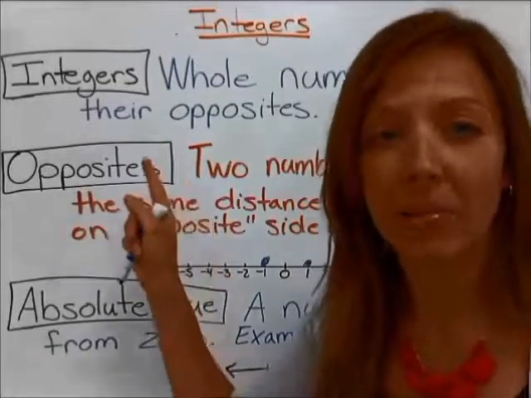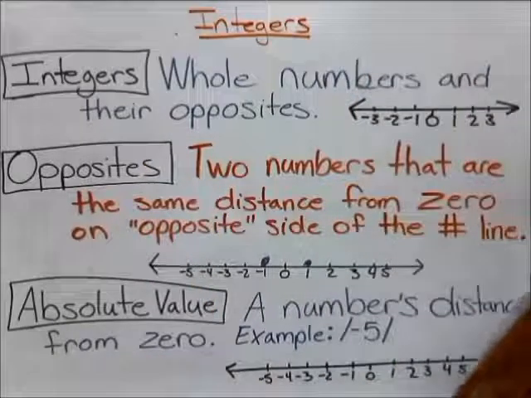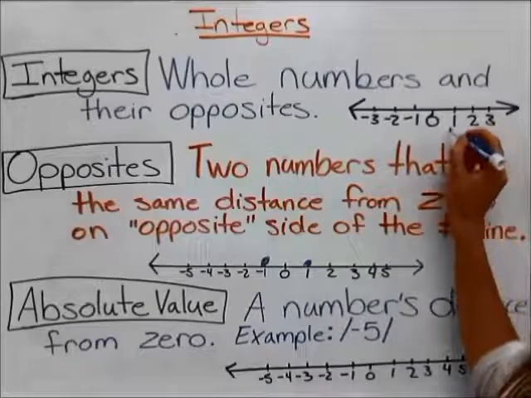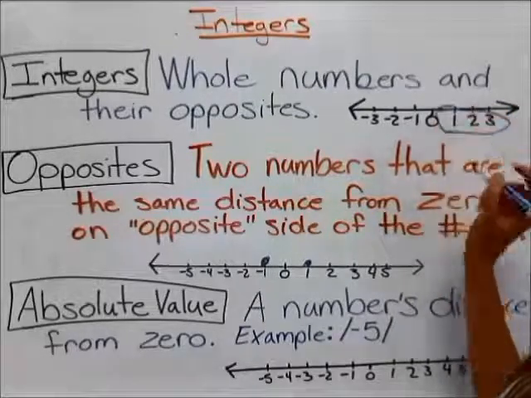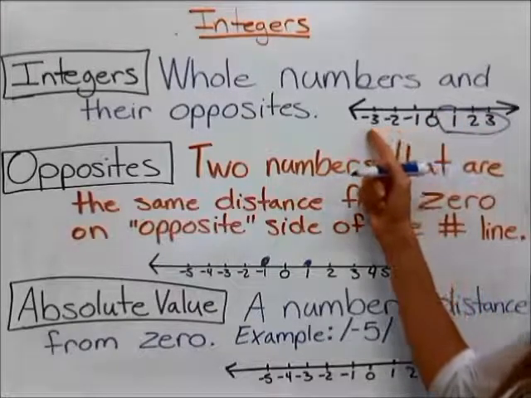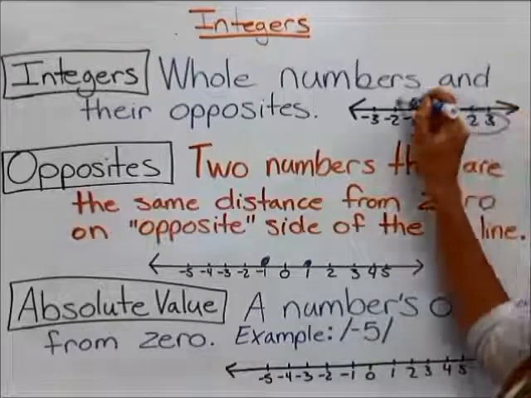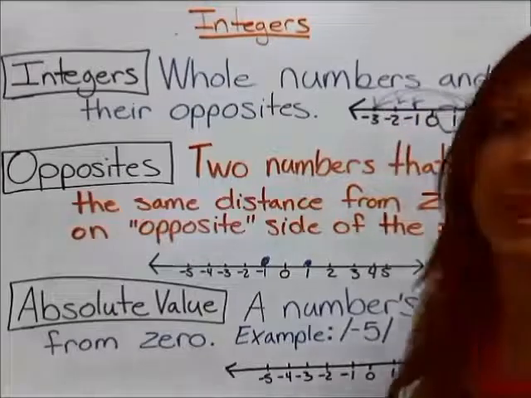So now let's go back up to integers and define integers. Integers are whole numbers and their opposites. So any whole number and that whole number's opposite. -1, -2, -3. There's the opposite of 1, -1. Opposite of 2 is -2. The opposite of 3 is -3.